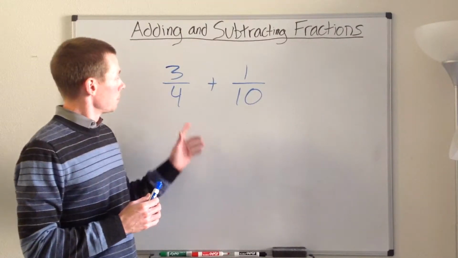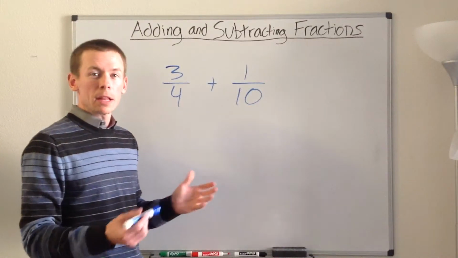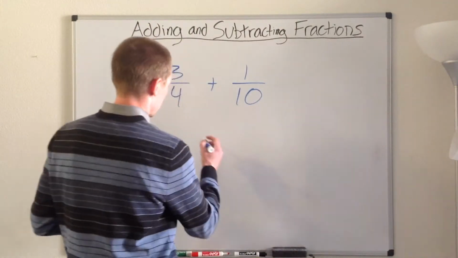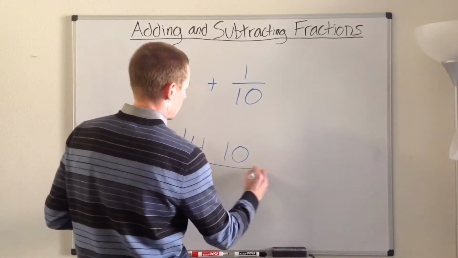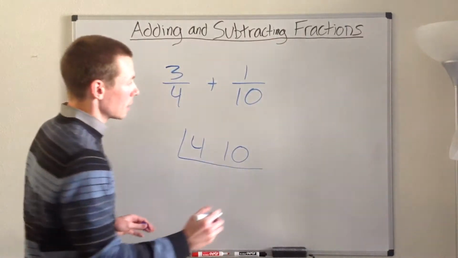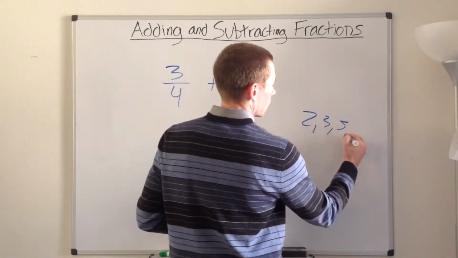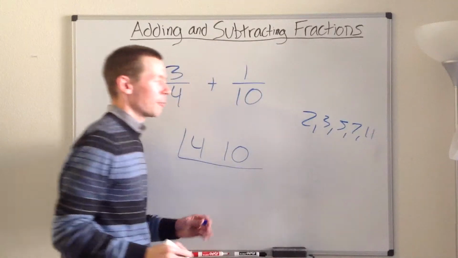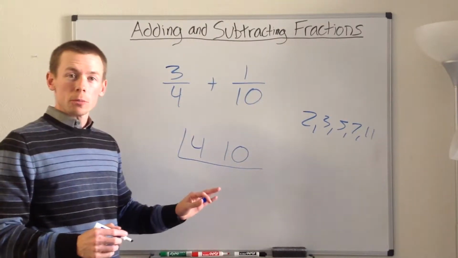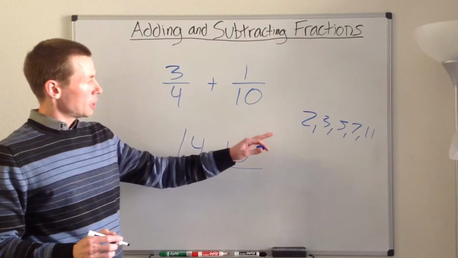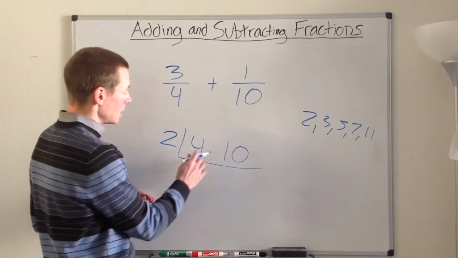Okay. Does 4 go into 10? Nope. So maybe let's use the ladder method this time. I'm going to put 4 and 10 into the ladder. I'm going to list the first 5 prime numbers right here. And what we're looking for, remember, is a prime number that goes into both 4 and 10. Do you see one? Yes, 2. Put that off to the side and then divide.